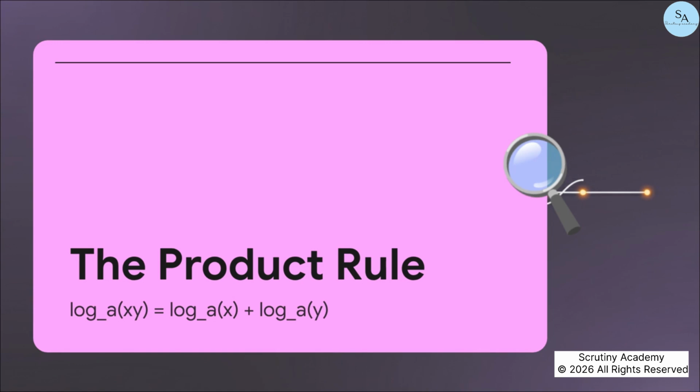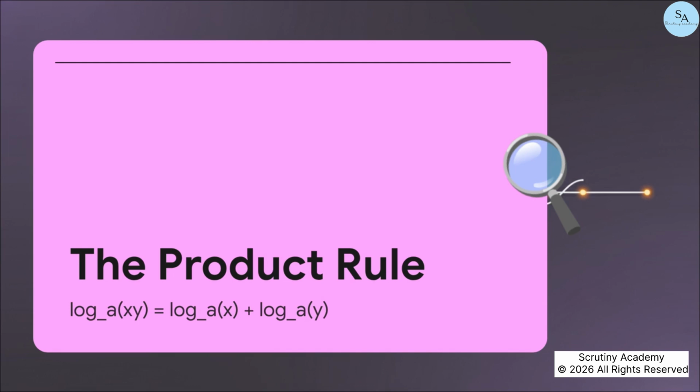Because logs are just reverse exponents, they follow the exact same logic. Introducing the product rule. It states that log base a of x times y equals log base a of x plus log base a of y. Why? Well, think back to basic exponents. When you multiply numbers with the same base, what do you do? You add their exponents, right? So naturally, multiplying inside a logarithm simply means adding two separate logarithms outside.